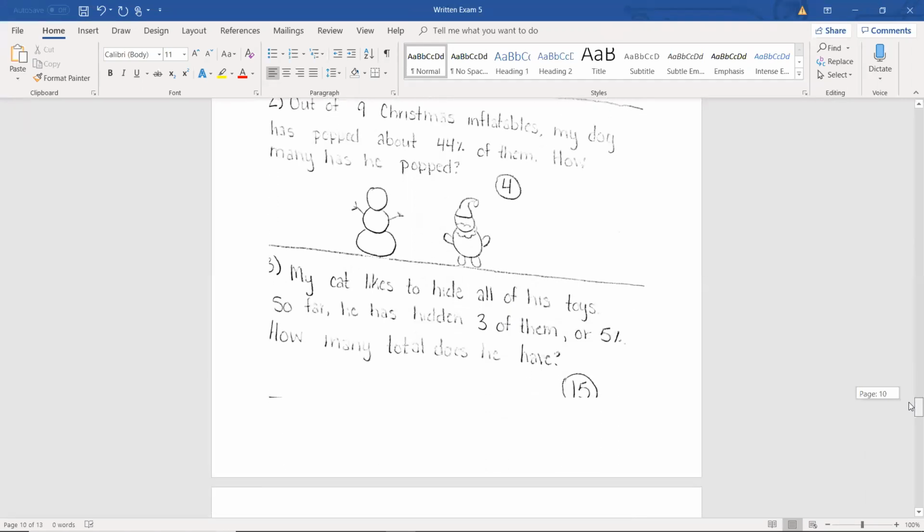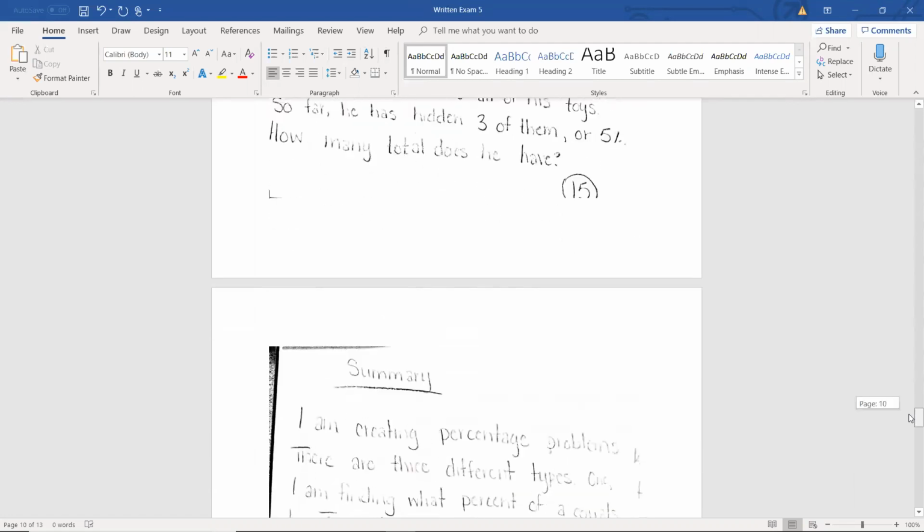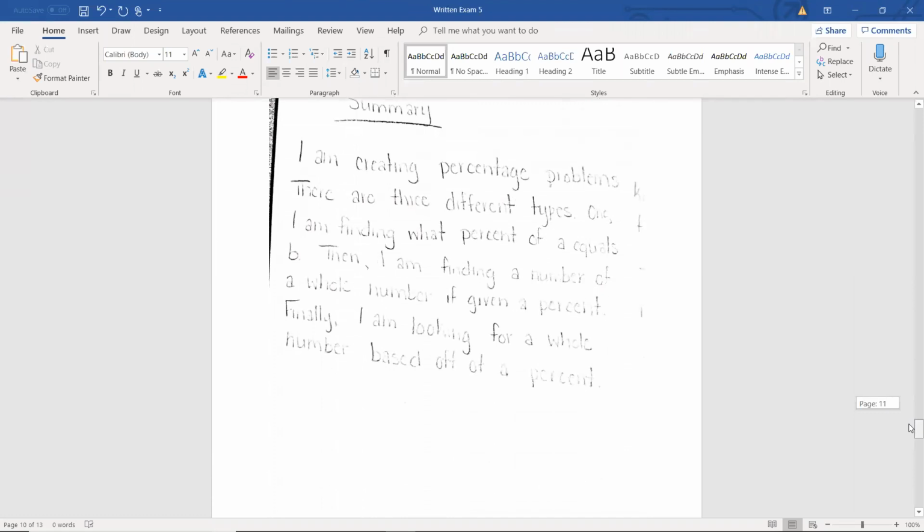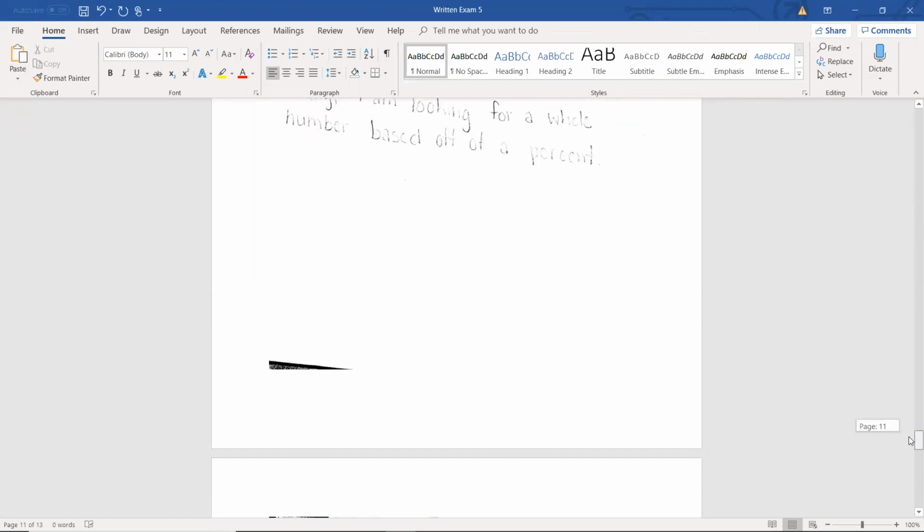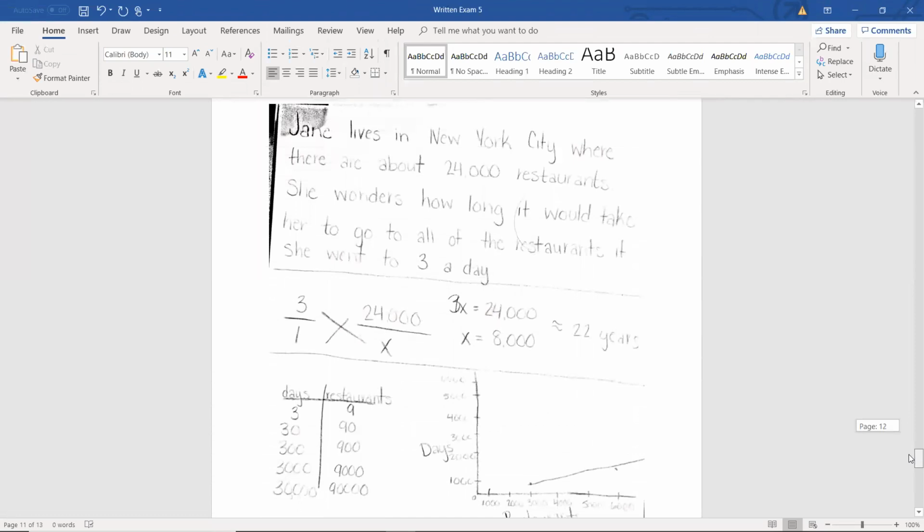And then this one, my cat likes to hide all of his toys. So far, he has hidden 3 of them, or 5%. How many total does he have? So for this one, we're looking for the whole number, but we are given a percentage and a small number, and the total of his toys would be 15. I am creating percentage problems. There are 3 different types. One I am finding what equals percent of a whole number. The next one I am finding a number based off a percent, and then the other one I am looking for the whole number based off the smaller number and the percent. And then finally, we are creating equations.